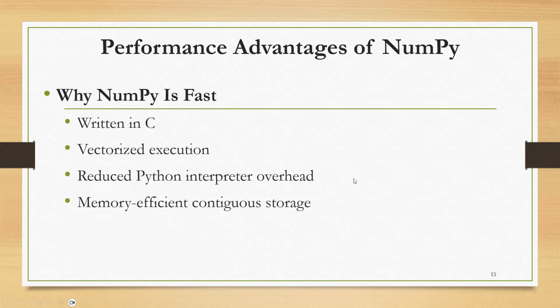Now, in terms of the performance advantage of NumPy, well, we mentioned it already. Very, very fast compared to a regular Python list. Why? NumPy is written in the C language. Also very powerful with vectorized execution instead of using loops. Also it reduces the Python interpreter overhead. It's memory efficient, and compared with the Python list, this is far better. So that would be, I would say, the major performance advantage here.